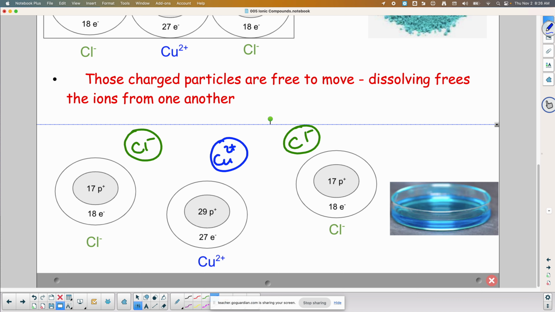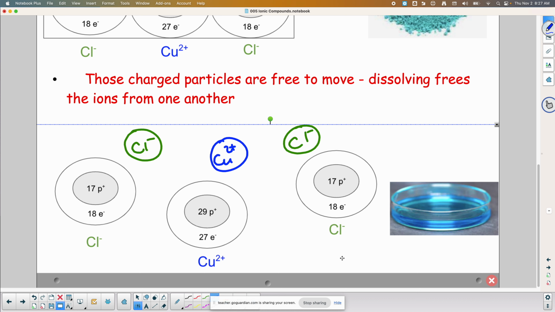up. We've met the requirement of having charged particles present if we infer that the compound is made of ions, and by allowing the water to separate those, we also have a model that allows the charged particles to be free to move, and we can account for the conducting of electricity.